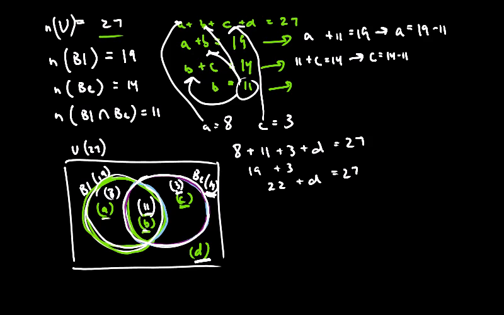And now we're going to bring this 22 over here, and we should find that D equals 5. And we can check this by plugging it back in to see if this is right. 8 plus 11 is 19. 19 plus 3 is 22. 22 plus 5 gives us 27. So we can plug in 5 down here for D. And now we're ready to go back and answer some of these questions.